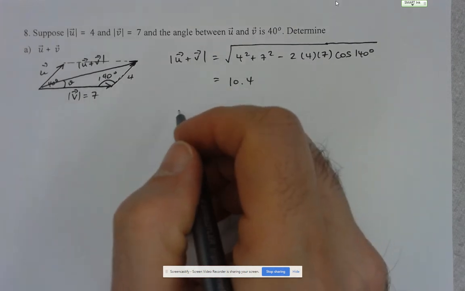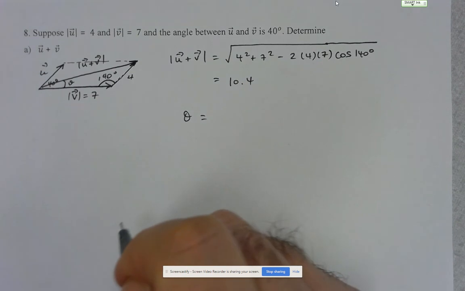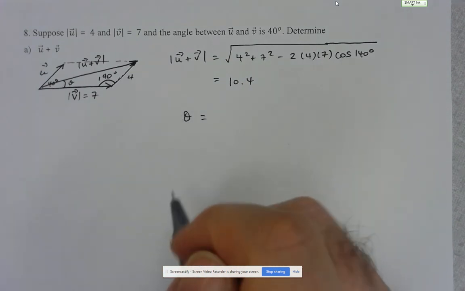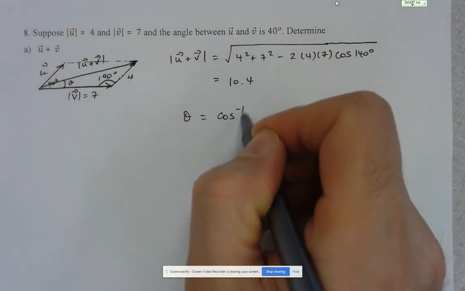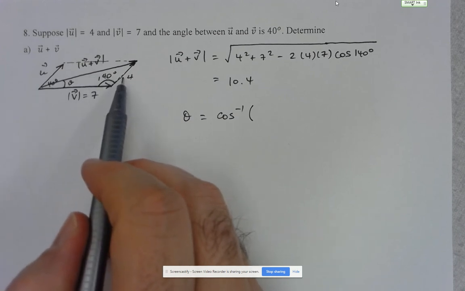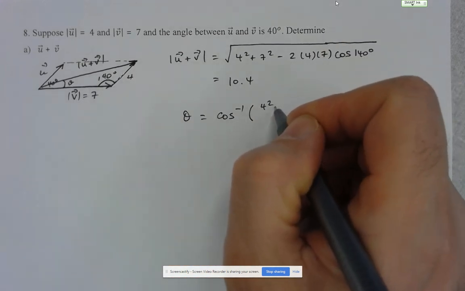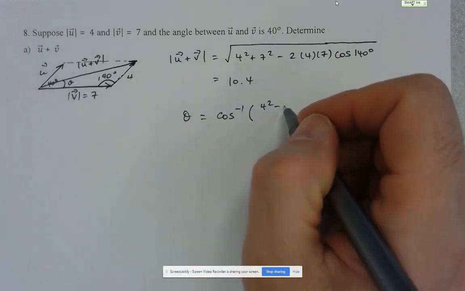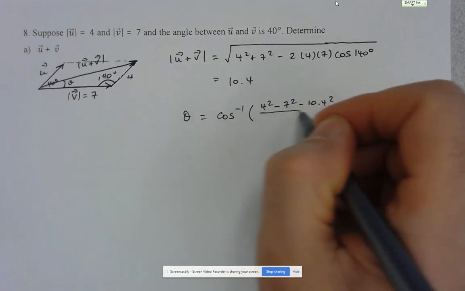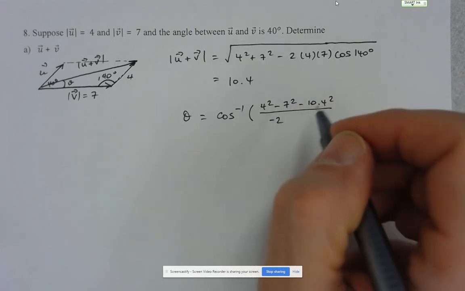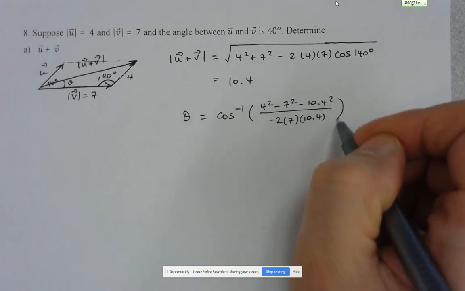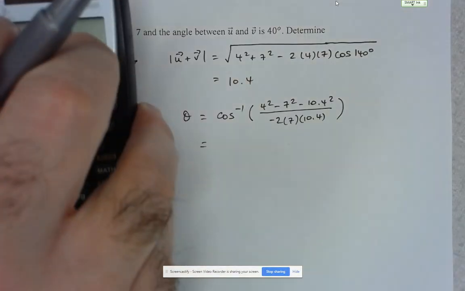All right, so what I'm going to do here is find this angle theta. Again, I'm going to assume we know the cosine law really well, so definitely review this if you need to. It's going to be cos inverse of, first I look at the opposite side of what I'm working with, which is the 4. So it's going to be 4 squared minus the square of the other two sides, so minus 7 squared minus 10.4 squared, the one I just found, divided by negative 2 times these two sides, 7 and 10.4. That'll get me my angle.